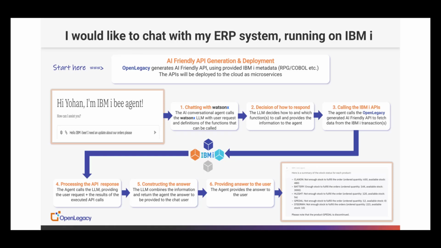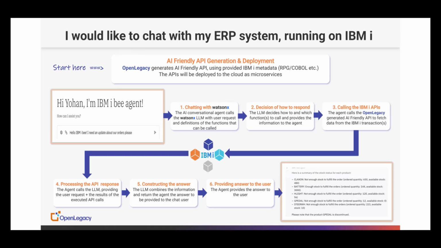The flow begins with the user asking a question. The AI conversational agent passes the user's question to the watsonx LLM, together with the function definitions mapped to the OpenLegacy API. Then, the LLM decides which functions to call and passes the information to the agent. The agent uses the returned functions to call the AI-friendly API generated by OpenLegacy.